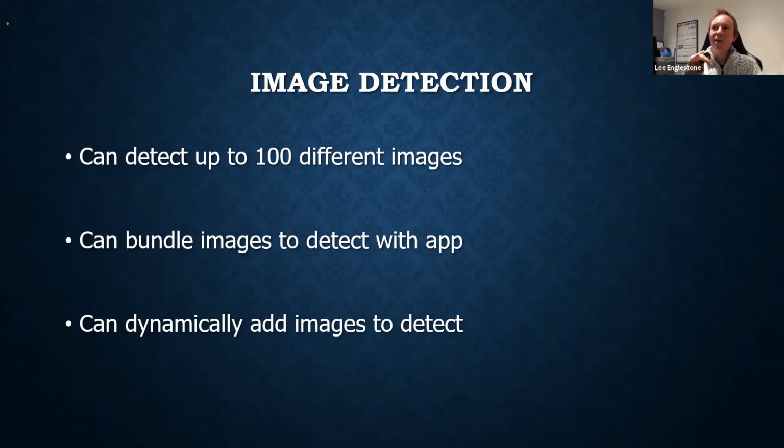As well as that, you can detect up to 100 different images. So if you wanted, you could have images for each card in a 52 deck of cards and give them different file names, and you know which card it was looking at, for example. We can bundle images along with the app, as I mentioned, but we can also dynamically add images that we want to detect. And you might think, well, why would we want to do that? Well, that's because we might not always know at compile time what images we want to detect.